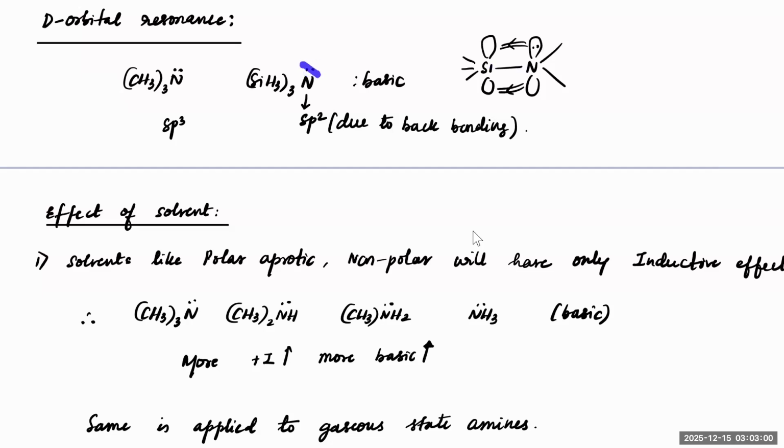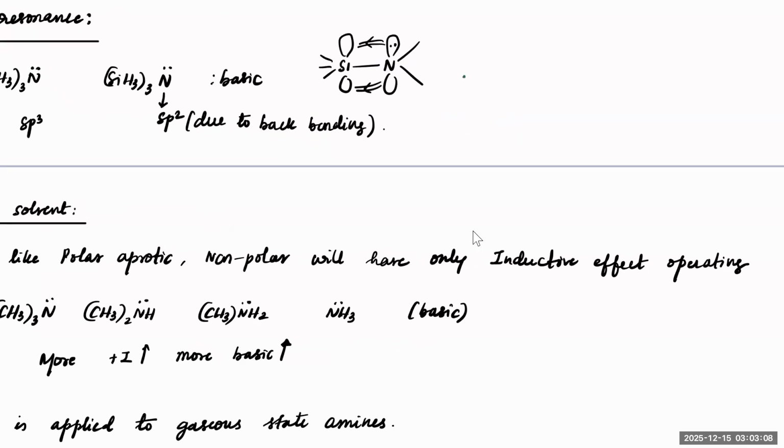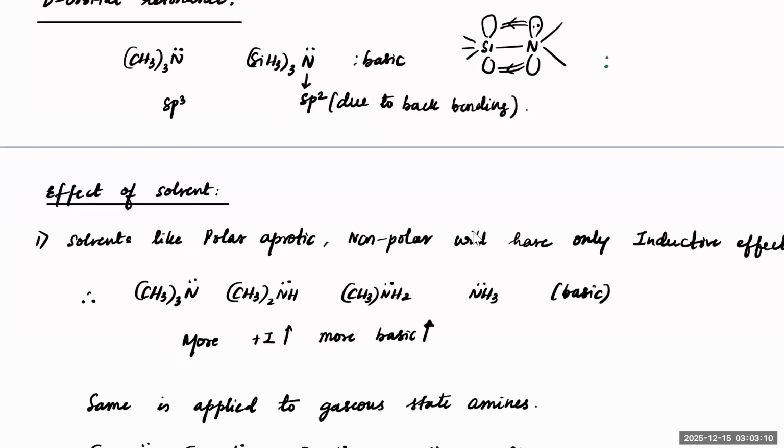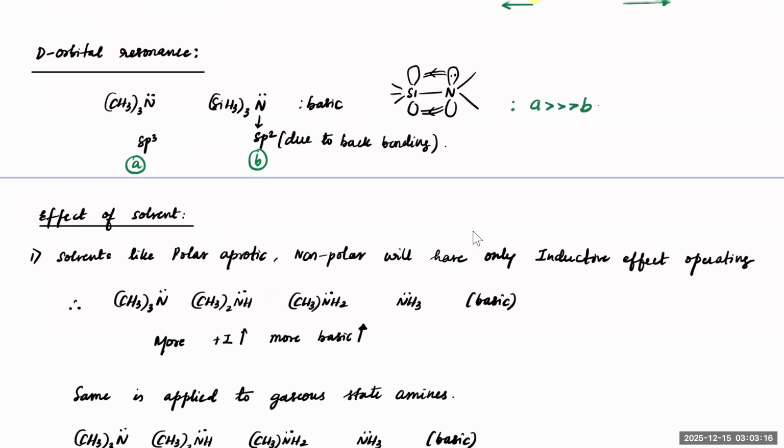Hence, it will not remain sp3. It will completely turn into sp2. So here the lone pair is not available at all. So that makes it extremely weakly basic. So if I compare A and B here, A is far, far more basic than B.